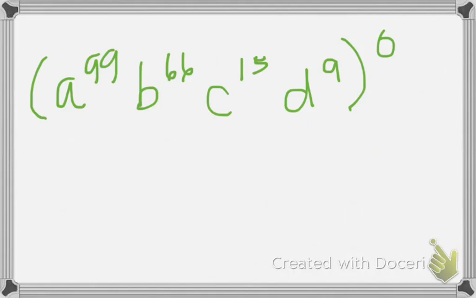Here is another example. A to the power of 99, b to the power of 66, c to the power of 15, and d to the power of 9, all in parentheses with the power of 0 on the outside. Now, the rule states whenever there is a power of 0, the problem automatically equals 1. So in this case, since there is a power of 0, the answer is 1.